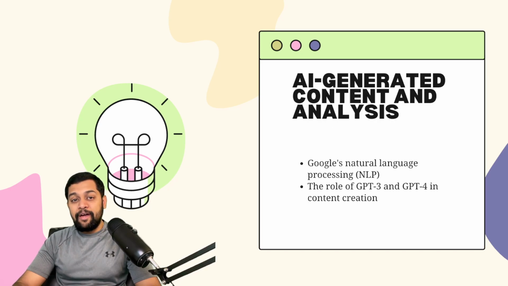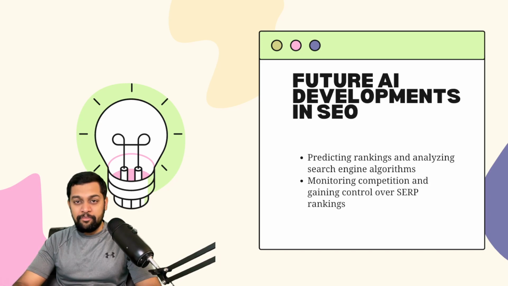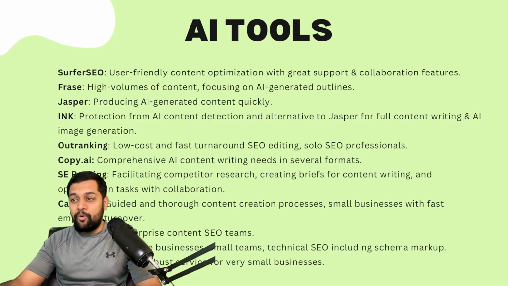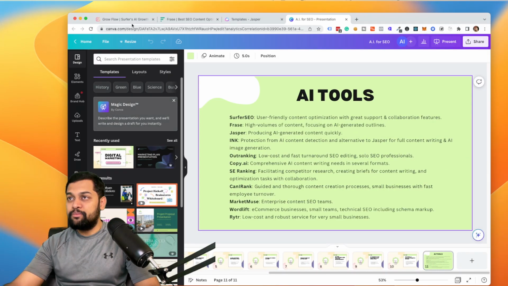And then, this has already been talked about, GPT-3 and GPT-4 for content creation. So I'm going to skip that. Now I want to quickly go through some tools that I have used. So Surfer SEO is a good one. What it does is, and I'm going to pull up the website quickly.